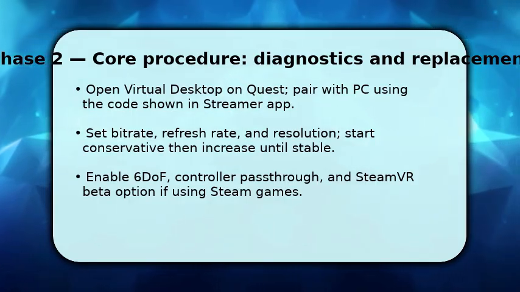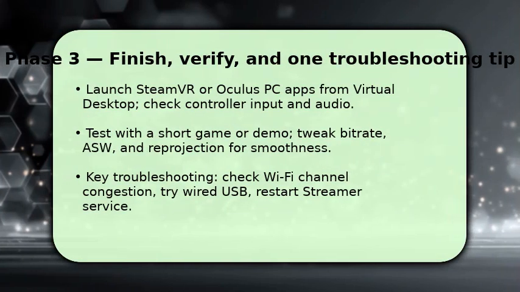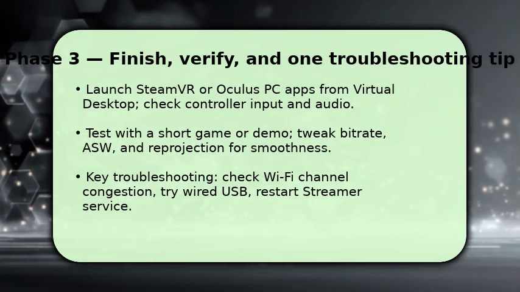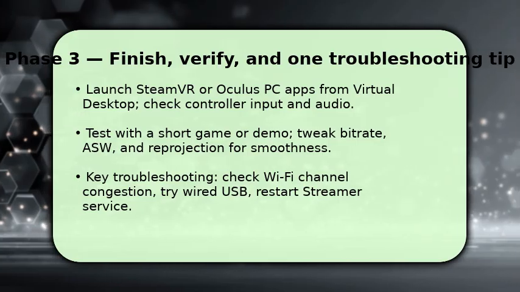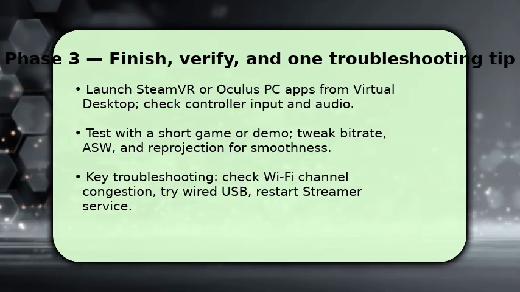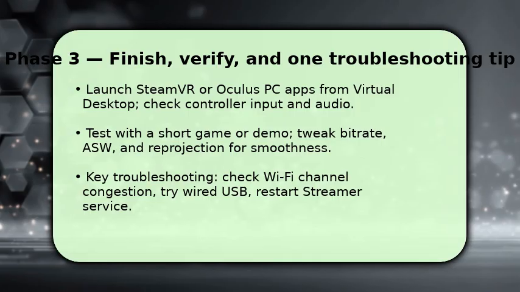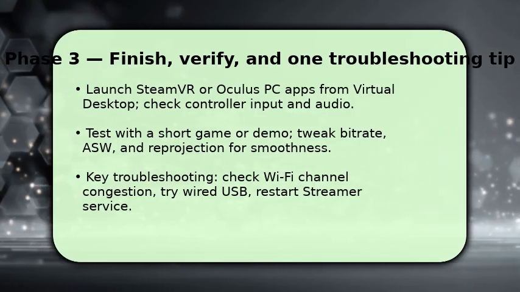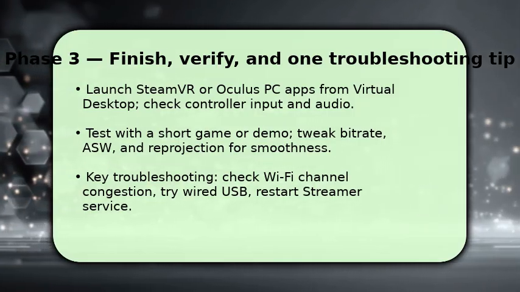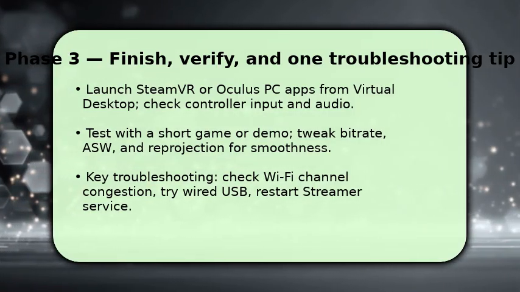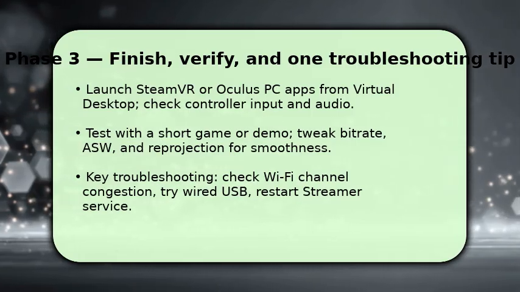Finally, launch Steam VR or Oculus PC apps through Virtual Desktop and confirm controller input and audio are correct. Start with a short game or demo to confirm performance, then tweak bitrate, asynchronous reprojection, or automatic quality settings to reduce judder. If tracking or sound behave oddly, restart the streamer service and the Quest app.